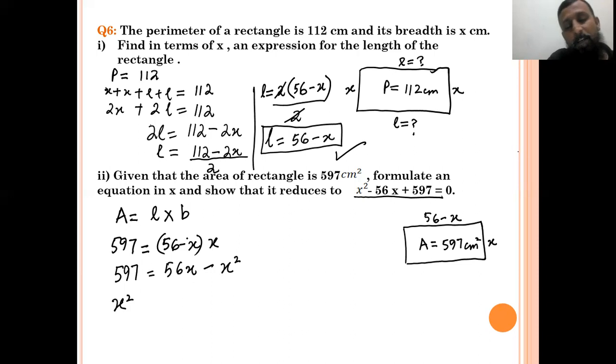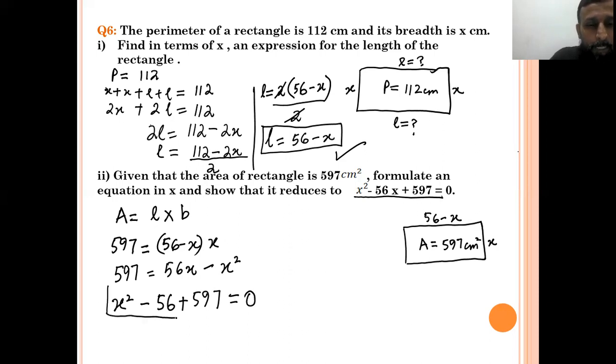Negative x squared, when it moves to this side, becomes positive, plus 56x. When it moves to this side, it becomes negative. And 597 was already there. It was positive there, it remains positive. So what do we have on the right hand side? We have 0 on the right hand side. So dear students, this is what they were asking us.